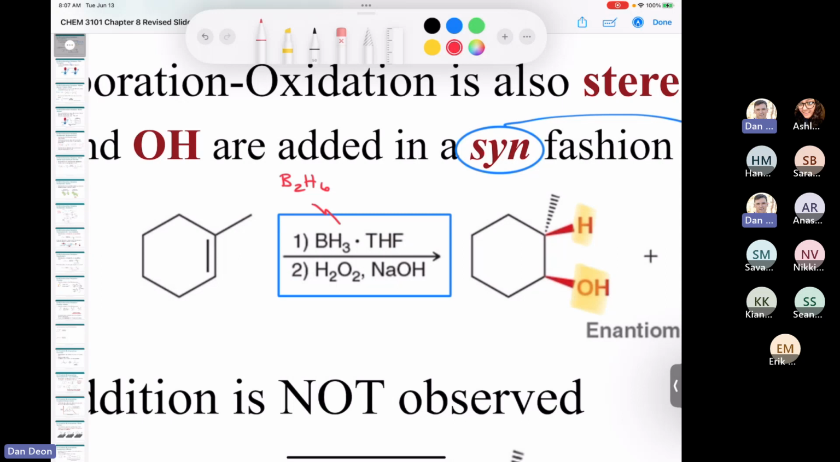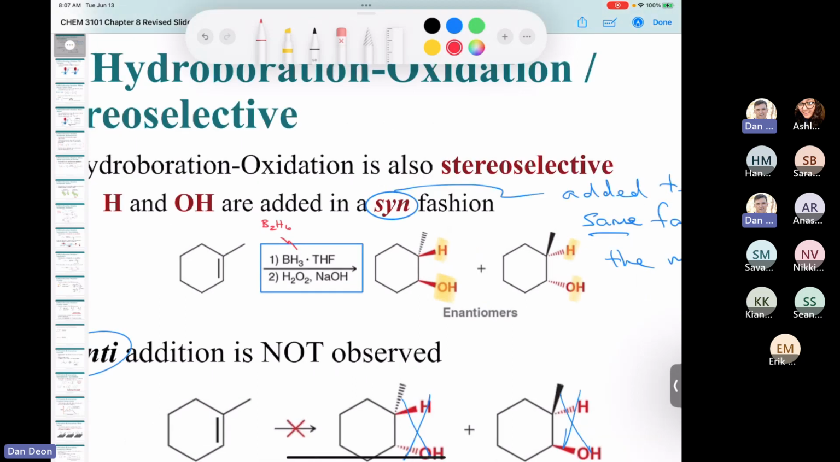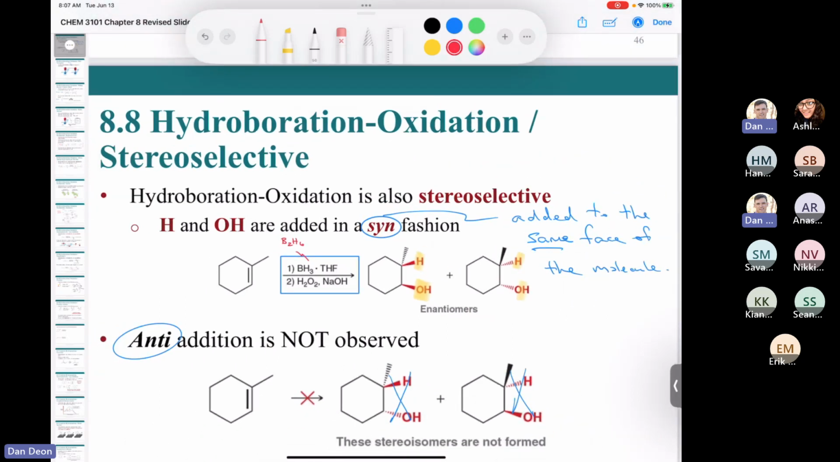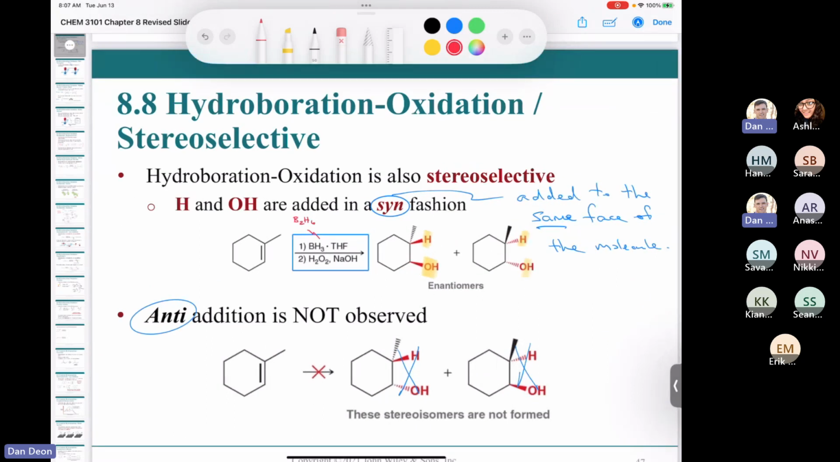But anyhow, what you do need to know is that not only is it an anti-Markovnikov addition of water in terms of the regioselectivity, but that we get syn addition. And syn addition means that the hydrogen and the hydroxyl are added to the same face of the molecule. If the hydrogen and the hydroxyl were added to opposite faces of the molecule, we would call that anti-addition. And we will discuss anti-addition a little bit today with some other reactions. But we don't see that in hydroboration oxidation. So not only is it anti-Markovnikov in terms of regioselectivity, but in terms of stereoselectivity, we get syn addition.